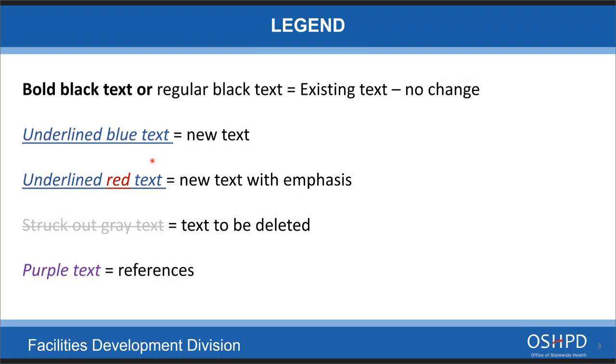If it has a red highlight, it's just there for emphasis. Probably won't see a whole lot of that today. If it's a gray strikeout, that means that's the old text that was deleted. Anything in purple text is just for reference only. And again, you shouldn't see too much of that in this session.